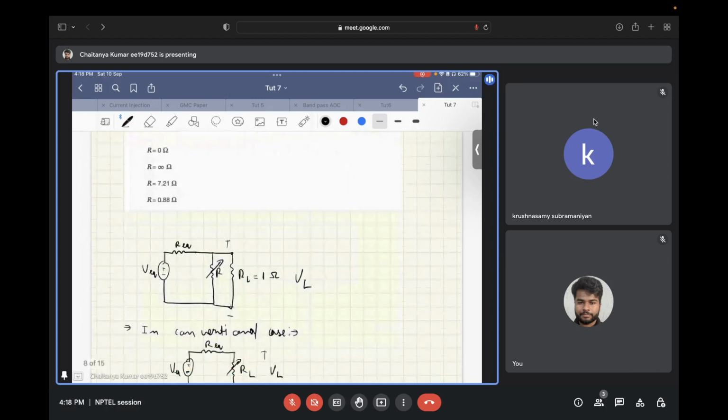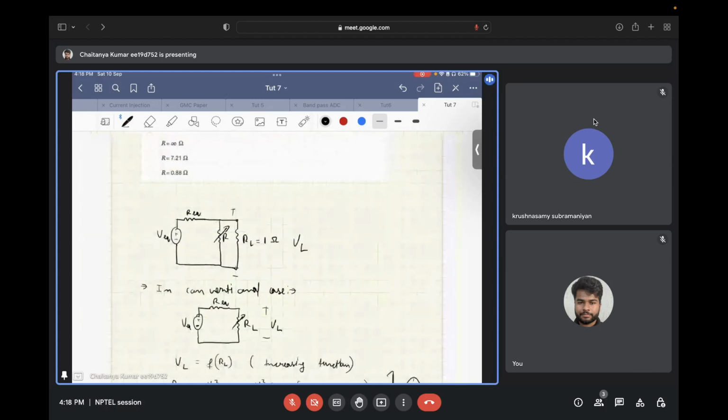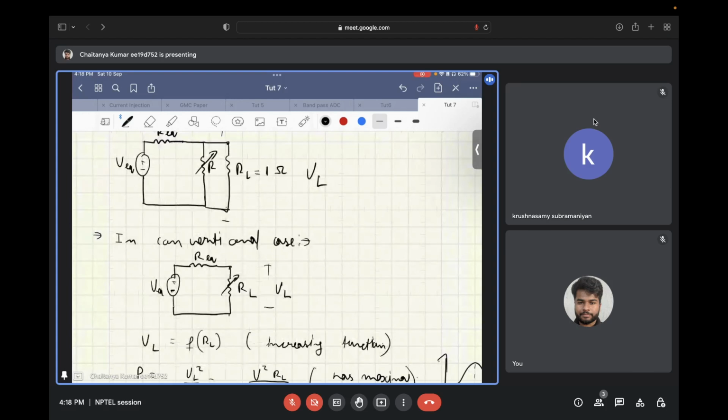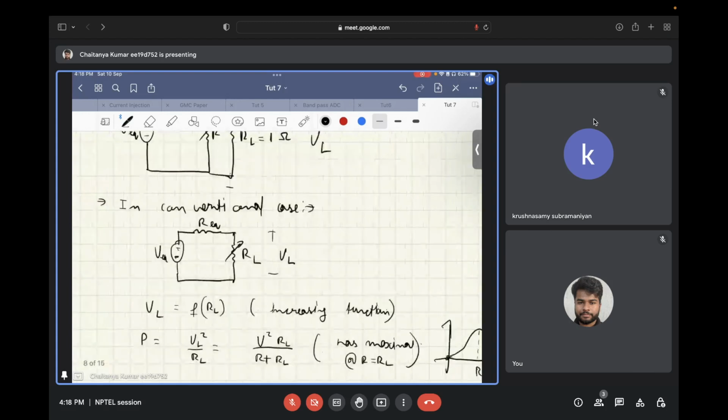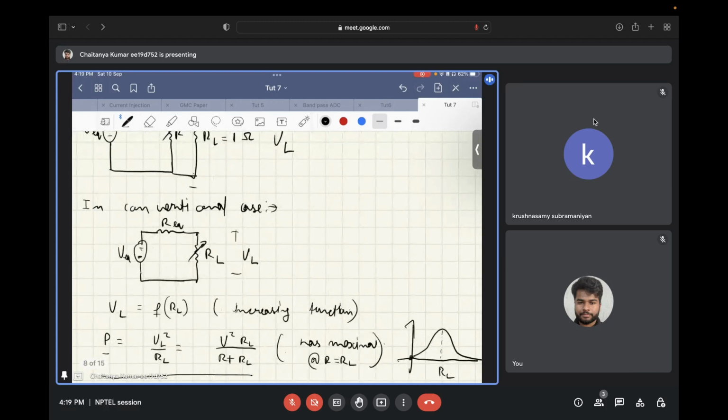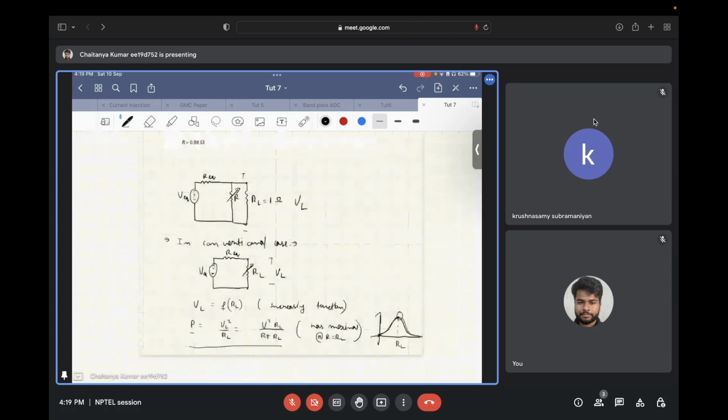So if we look at it this way, in the conventional case, as I told, the voltage developed across the load is a function of RL, and if we write the relation between P and RL, we have a function that peaks at RL equal to R equivalent, and then drops down. So the maximum power transfer happens over here.